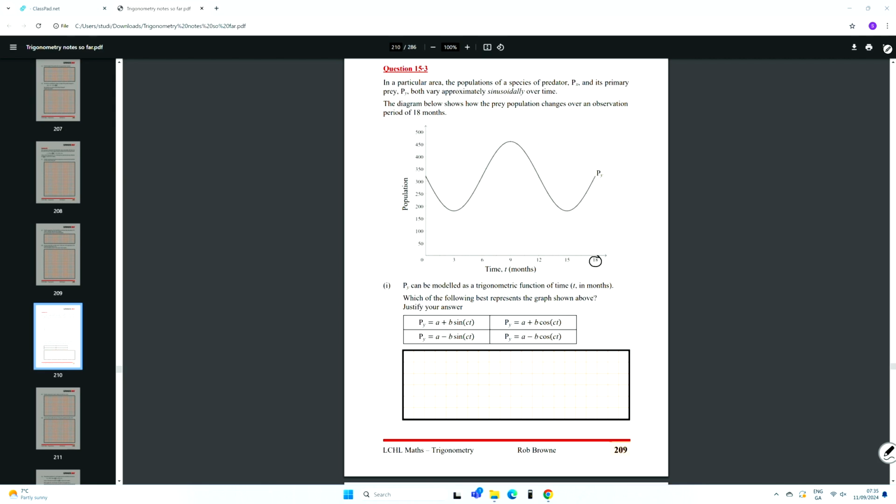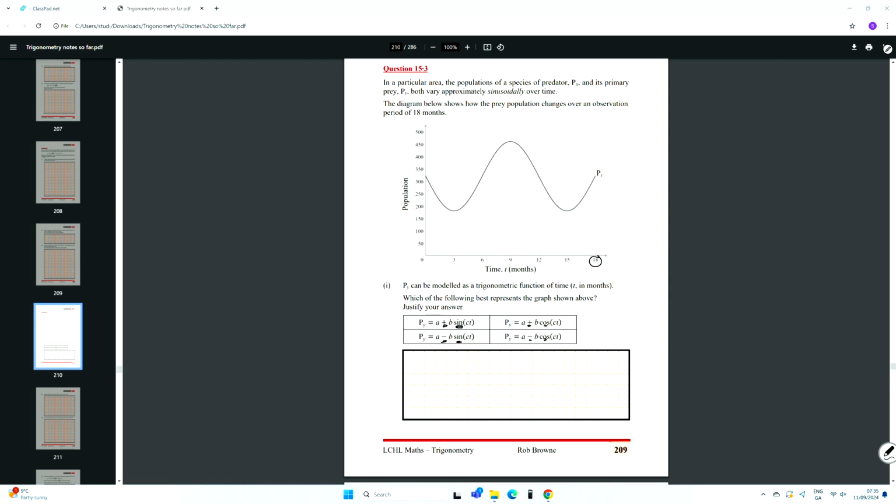And justify your answer. If you notice, the four options here are a positive sine graph, a negative sine graph, a positive cosine graph, or a negative cosine graph. So which of the four basic shapes is it? That's what the question is basically dealing with here.